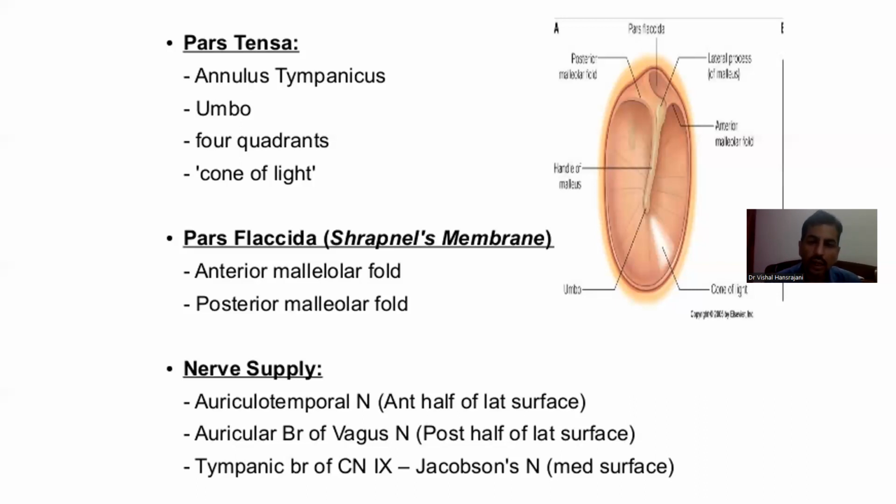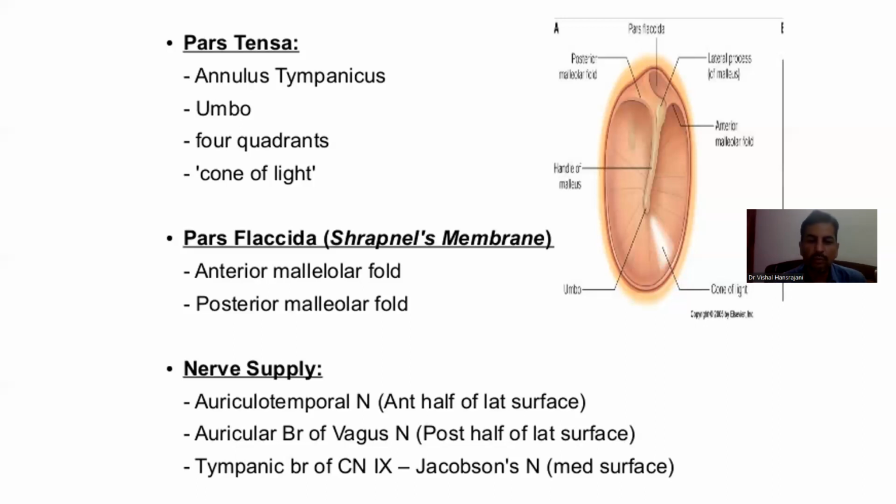In the anterior inferior quadrant, it has got a cone of light. It is because of the reflection of the light thrown through the headlamp, and it is formed because of the angulation of the tympanic membrane to the horizontal. The pars flaccida, also called Shrapnel's membrane, has got an anterior malleolar fold and a posterior malleolar fold.